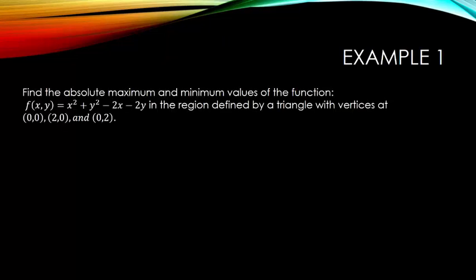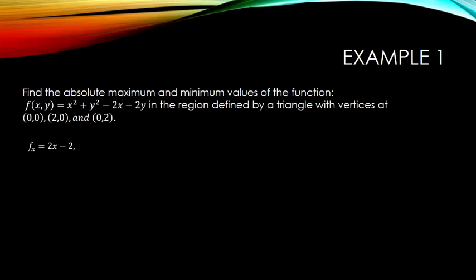So let's work an example. I want to find absolute maximum and minimum values for the function given by f of x,y equals x squared plus y squared minus 2x minus 2y in the region defined by a triangle that has vertices at the points (0,0), (2,0), and (0,2).